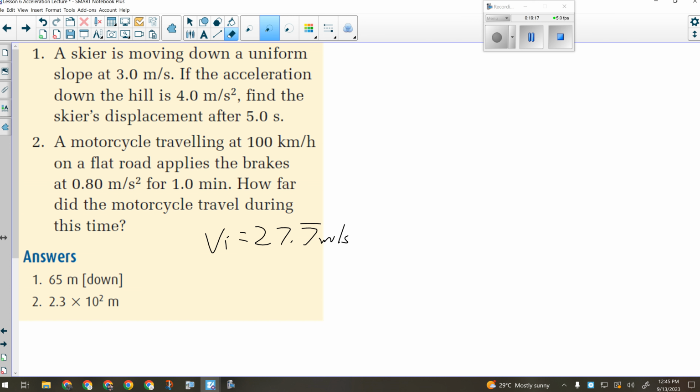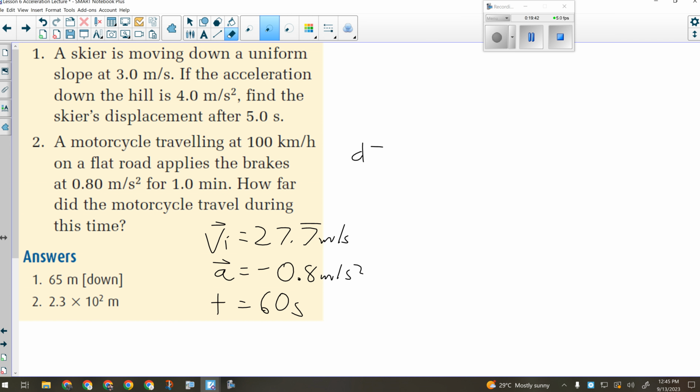Right, on a flat road, applies the brakes at 0.8 meters per second squared. Now actually this is the only trick in here. What kind of acceleration do brakes provide? Negative, yeah. And they do that for 1 minute, which I would convert to seconds. Okay, 60 seconds, and we're looking for the displacement.